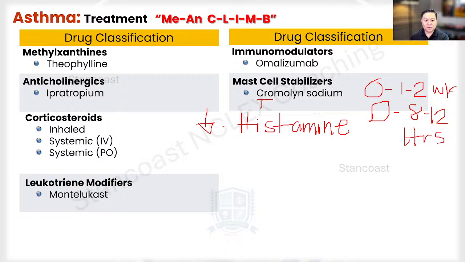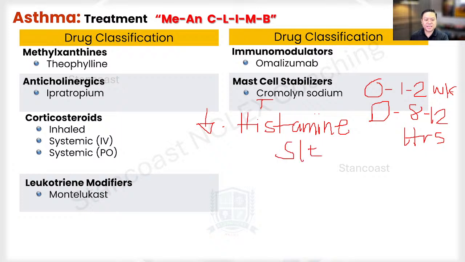Okay, onset is 1 to 2 weeks, and the duration of action is about 8 to 12 hours. Kind of weird why it has that shortened duration of action, less than 24 hours, but the onset is kind of slow. Now, we're going to watch for the side effects in this patient.